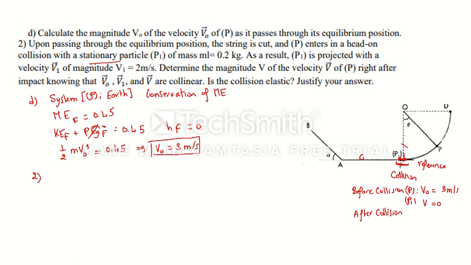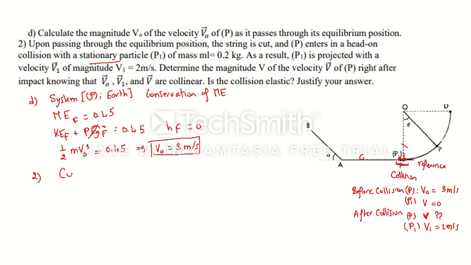Now after the collision, we'll continue with the given. P1 is projected with the velocity of magnitude V1 equal to 2 meters per second. So after the collision, I have P1 with V1 equal to 2 meters per second. Determine the magnitude V of the velocity of P right after the impact. So now P after the collision has a velocity V which is unknown. The question is to find it, knowing that the velocities are collinear.